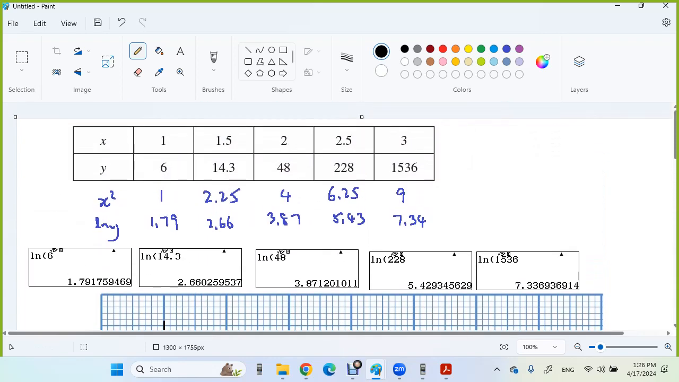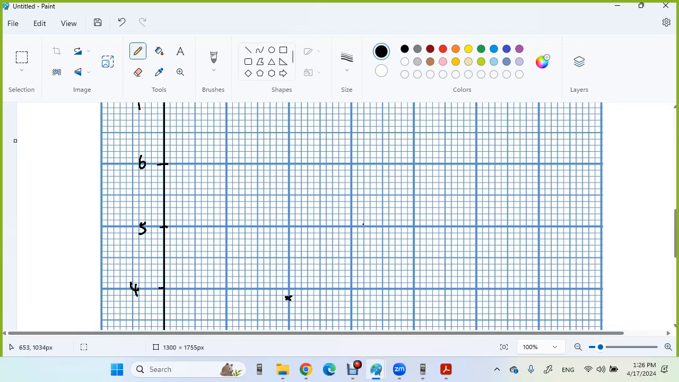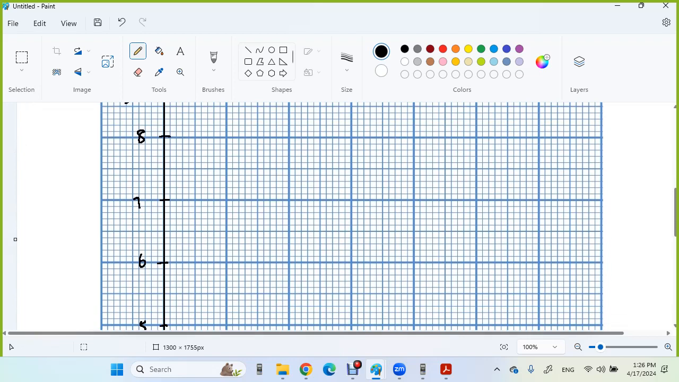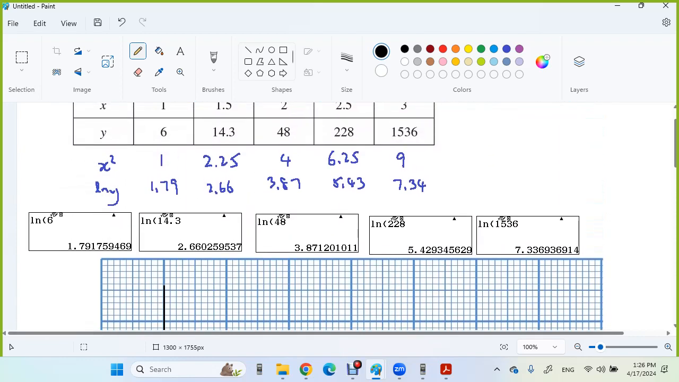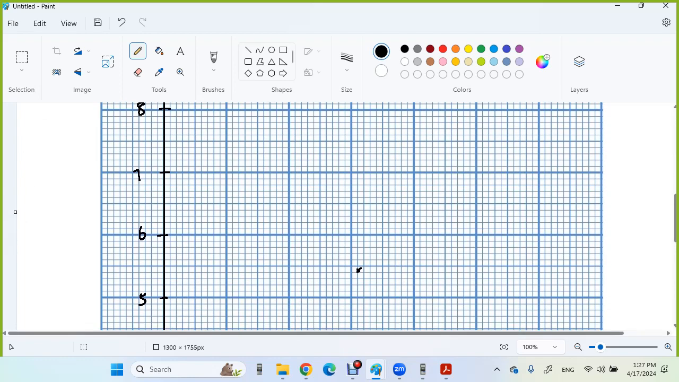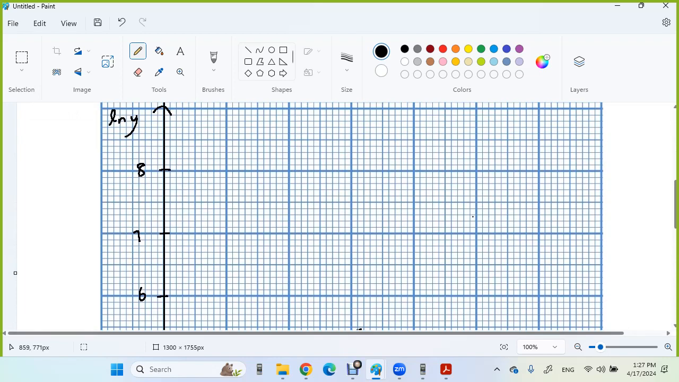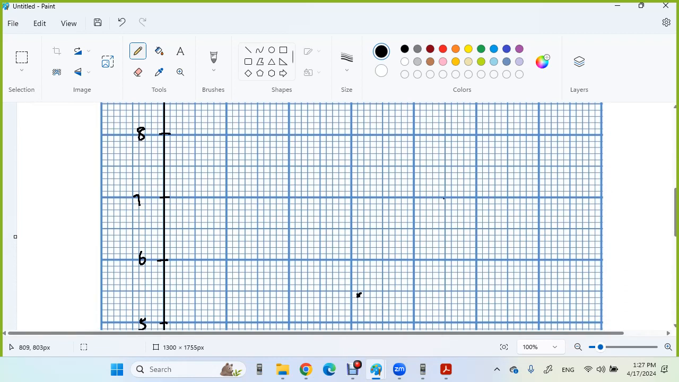And then 5.43 will be somewhere here, and 7.34 somewhere here.